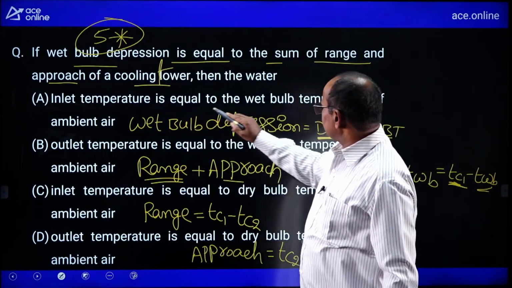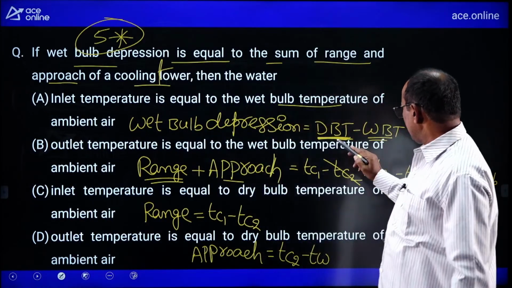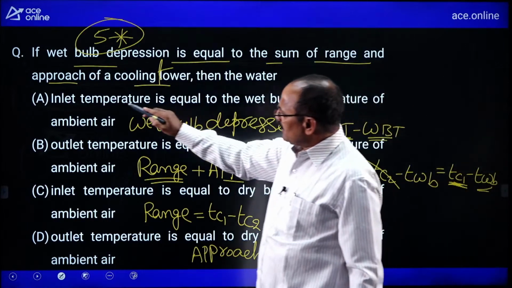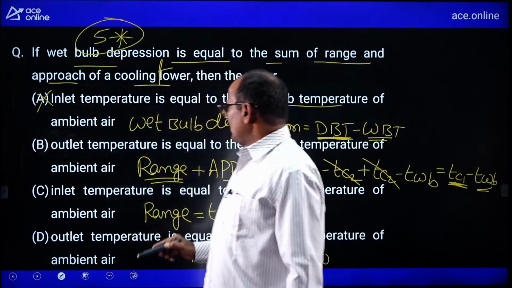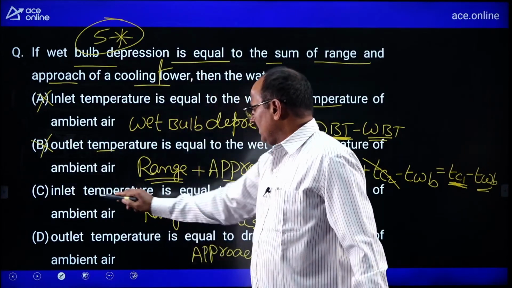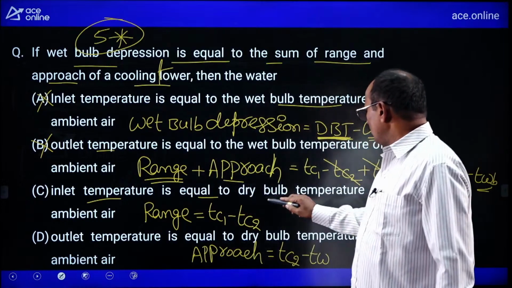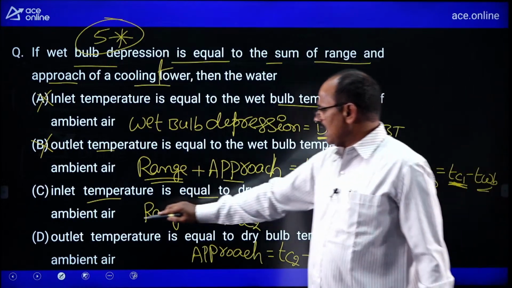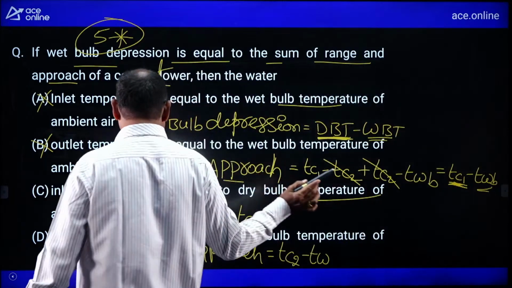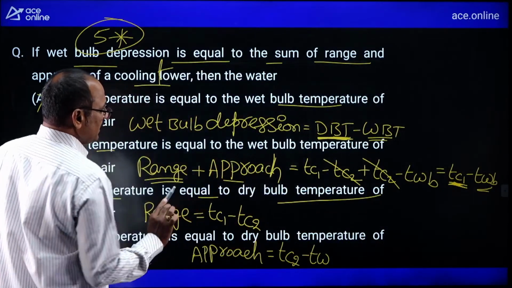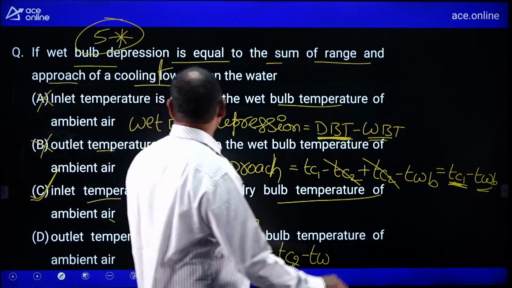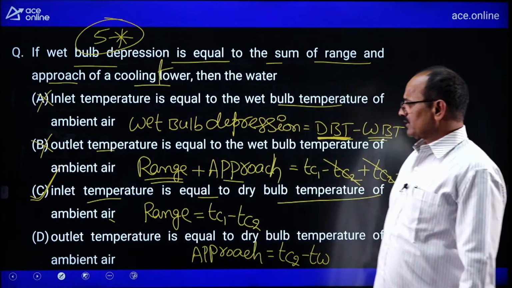Inlet temperature is equal to wet bulb temperature, no, inlet temperature of the cooling water must be equal to dry bulb temperature. Option A is absolutely wrong. Look at B, inlet temperature is equal to dry bulb temperature of ambient air, absolutely correct. Inlet temperature of the cooling water equal to dry bulb temperature of atmospheric air, option C is absolutely correct. It is also a very important question.